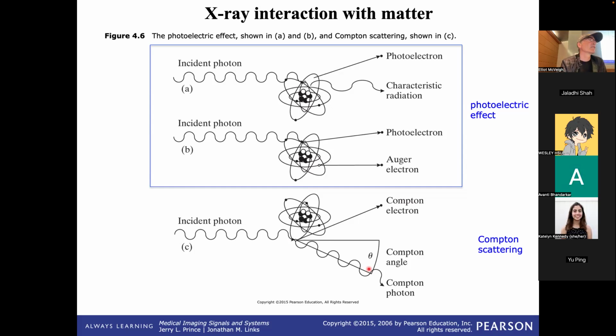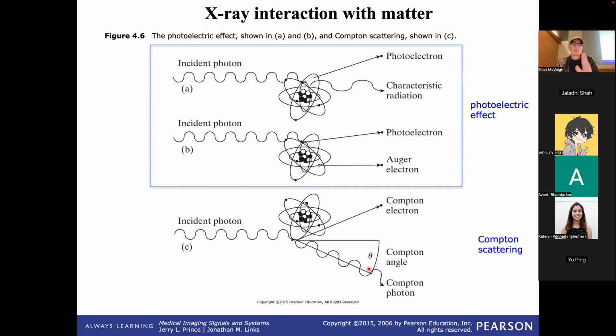Yes, question. So doesn't the anode fire electrons, not photons? Oh, what are we talking about here now? The anode? Yeah. Oh, okay. Are we going back to the X-ray tube? Like totally different. Yeah, this is different.